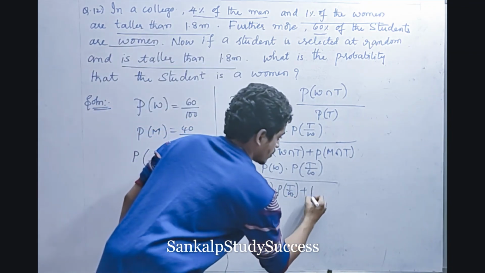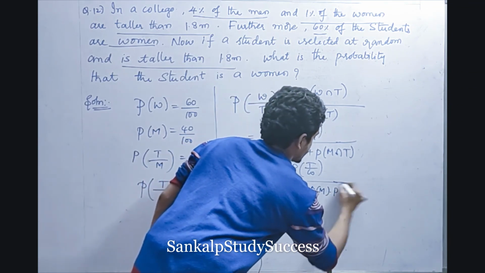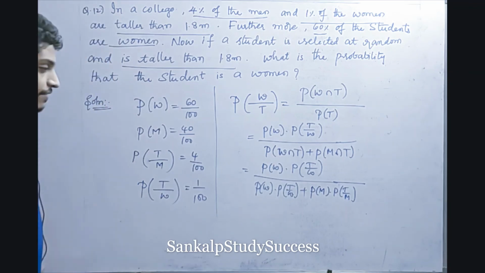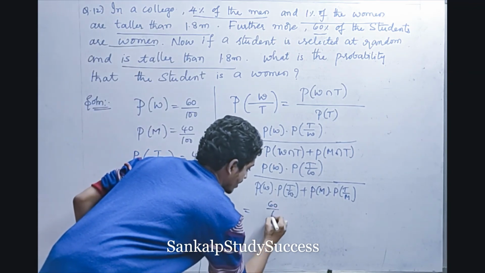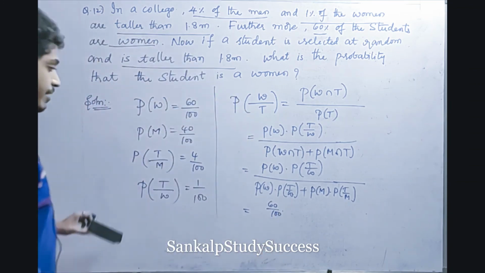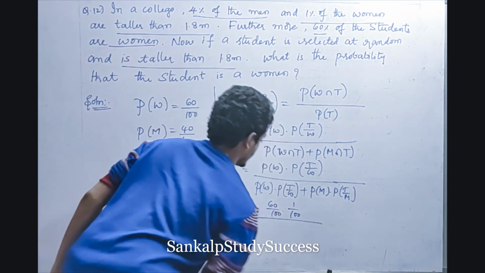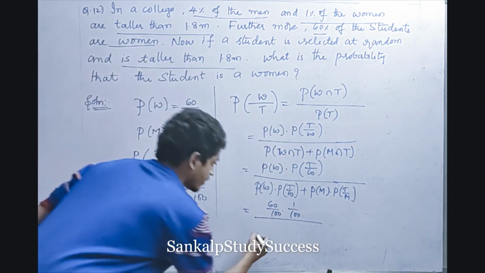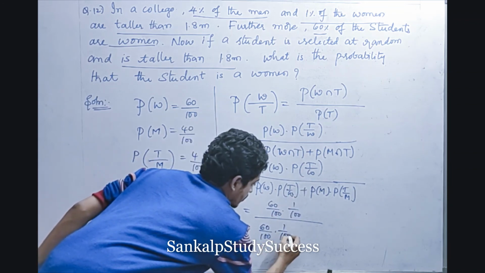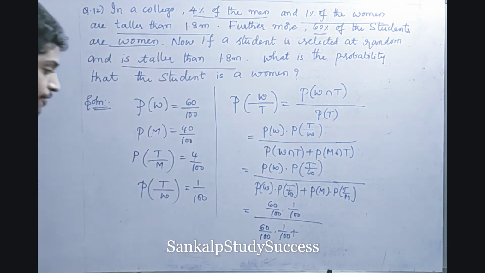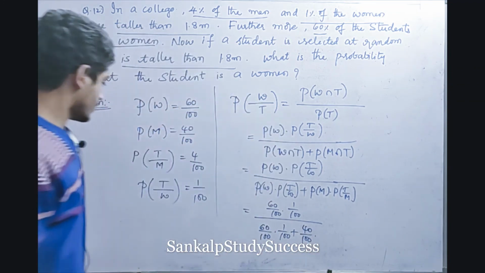Plus P of M into P of T by M. Now we have all the given data. So what is P of W, friends? 60 by 100, into P of T by W, which is 1 by 100, whole divided by P of W, 60 by 100, into P of T by W, 1 by 100, plus P of M, 40 by 100, into P of T by M, which is 4 by 100.